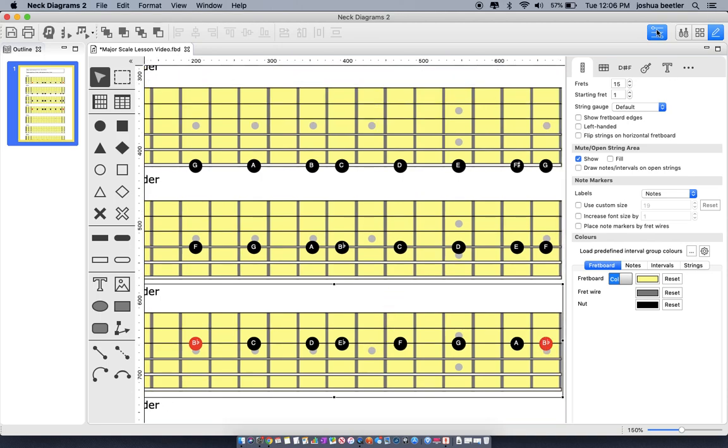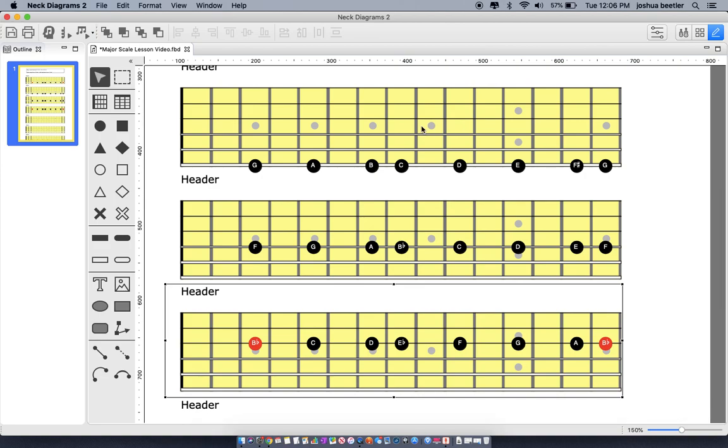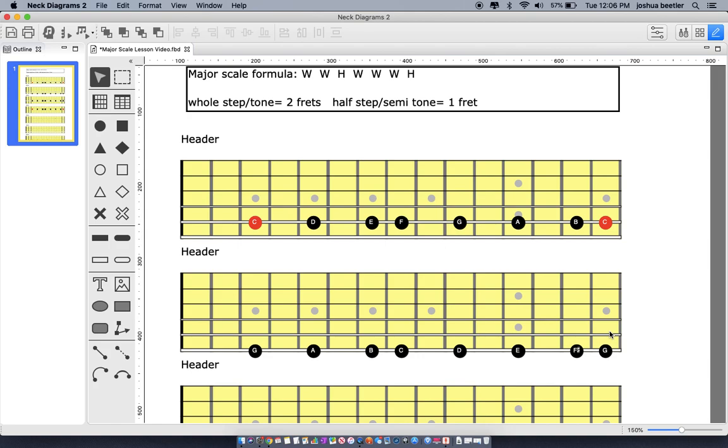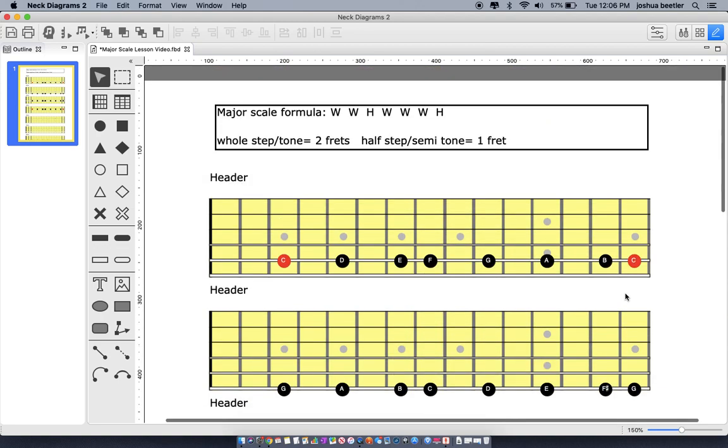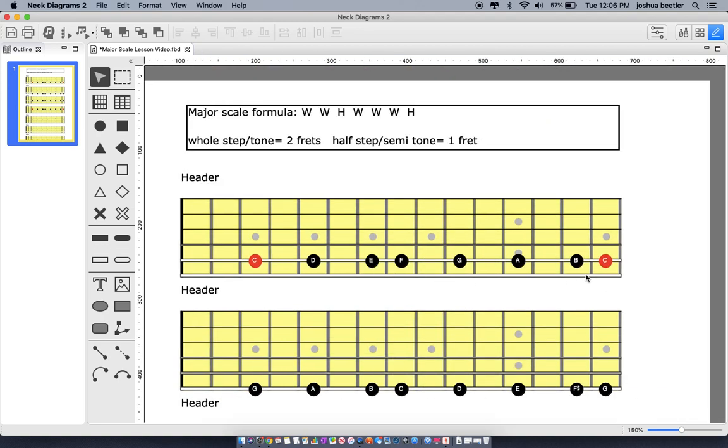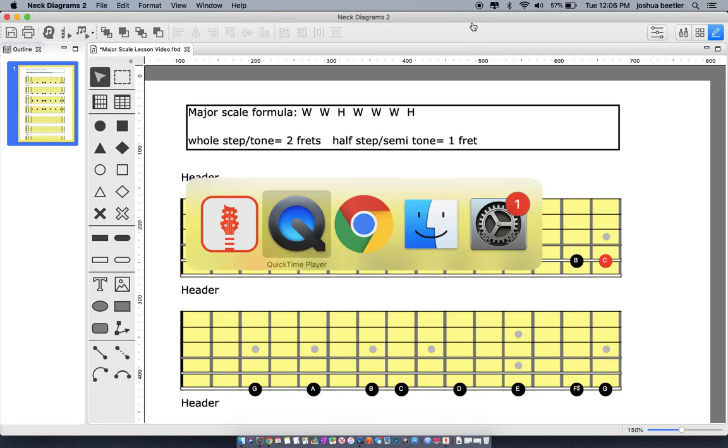So there are major scales that have sharps in them, such as the key of G. There are major scales that have flats in them, such as the key of F and the key of B flat. And then the only scale that has no sharps or flats is the key of C. And that's why in music theory we typically start with that first.